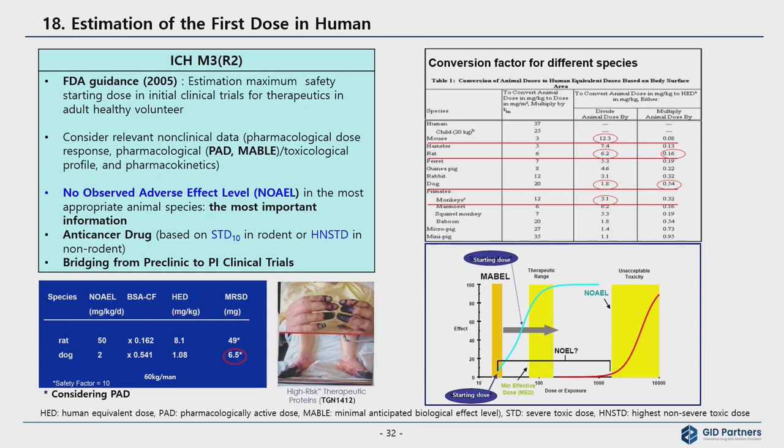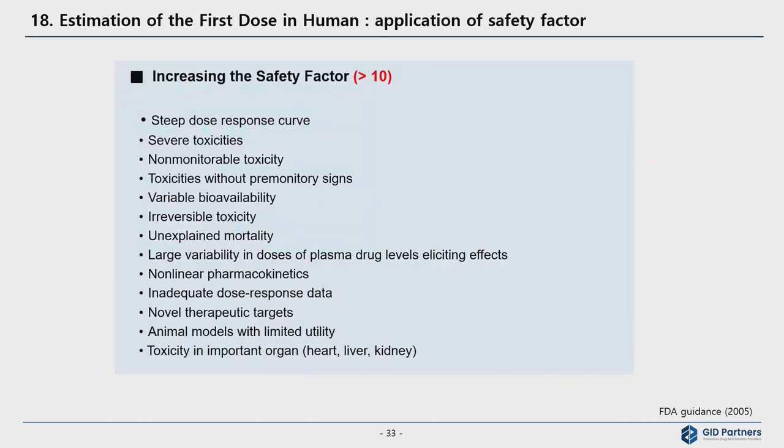Besides that, for the high-risk therapeutic proteins, there is the MABEL, the minimum anticipated biological effect level, which is the minimum effective dose that has to be calculated to give to the patients. So that concept of MABEL was introduced. So right now, the MABEL basis is the safest way, and then the PAD basis, or the NOAEL basis. Those are the three concepts that are applied in order to estimate the first dose.